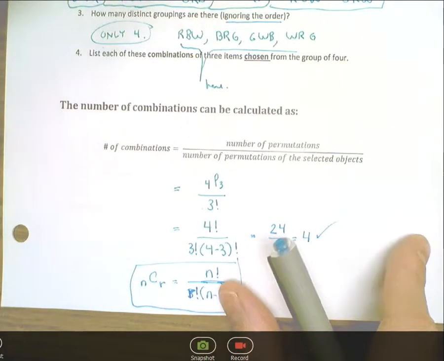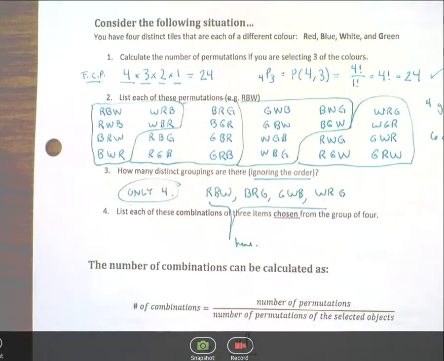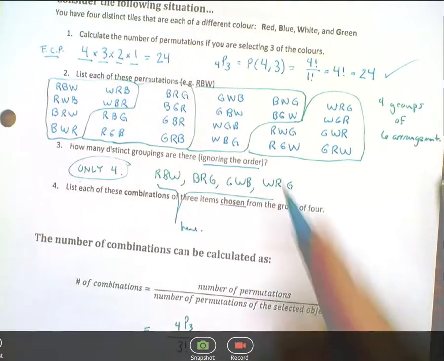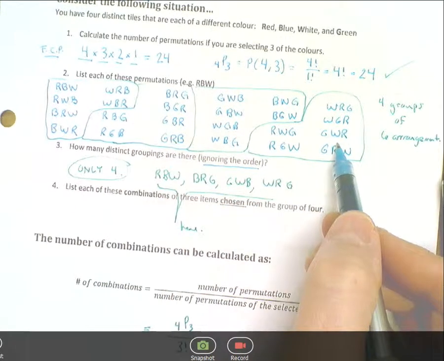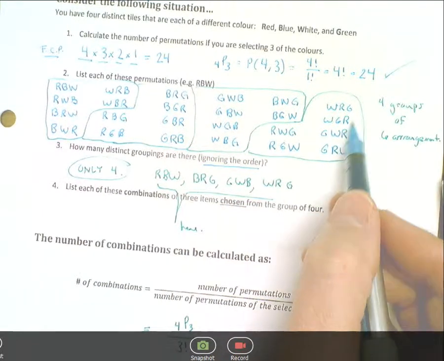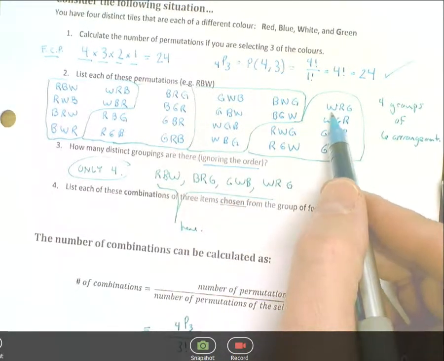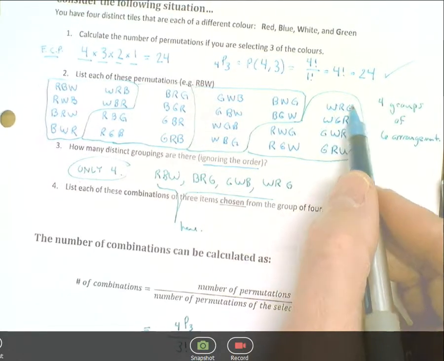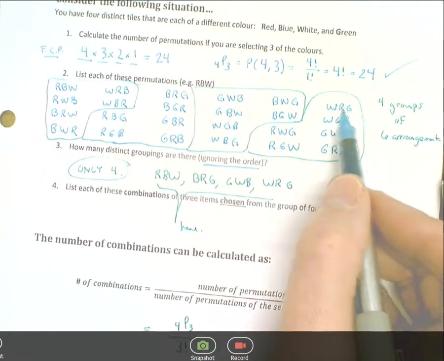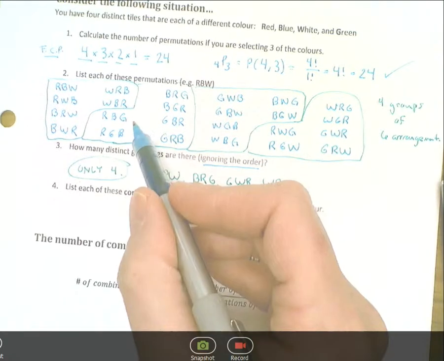Another way of thinking about it is that if you want to figure out how many permutations there are, you say, well, how many groups are there? There's 4 distinct groups. And how many ways of arranging each of the objects in that group? There's 3 objects in this group, so it's 3 factorial ways of arranging these. So 3 factorial times 4, because there's 4 groups.